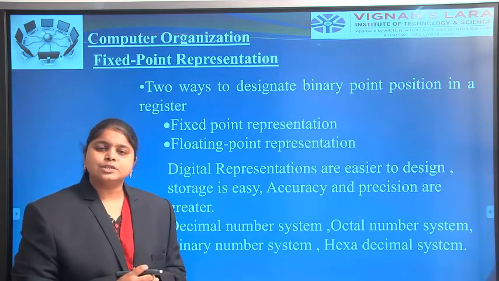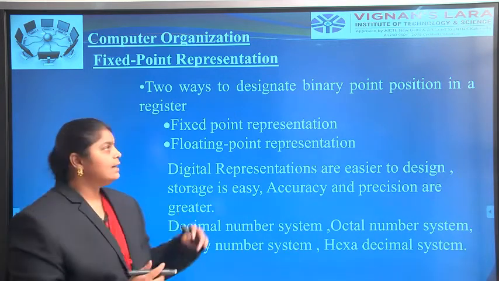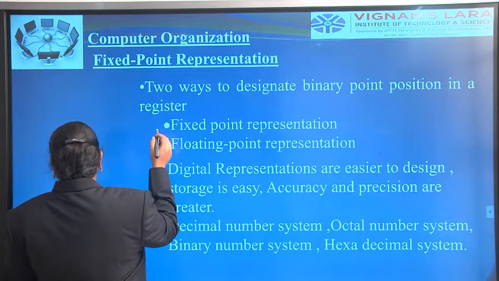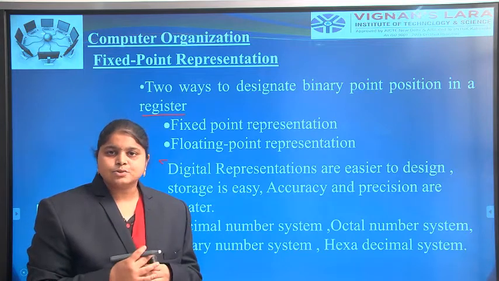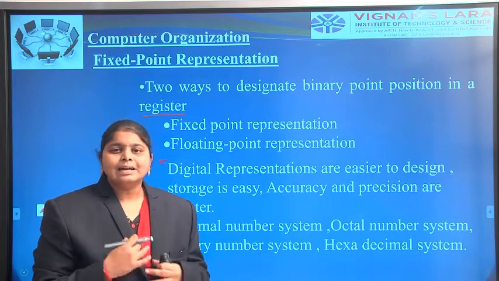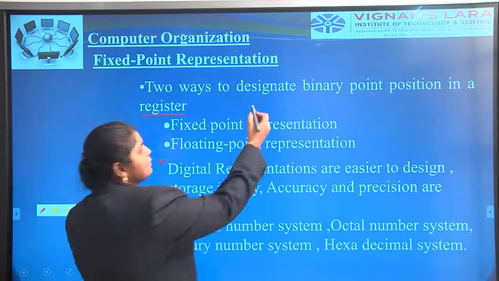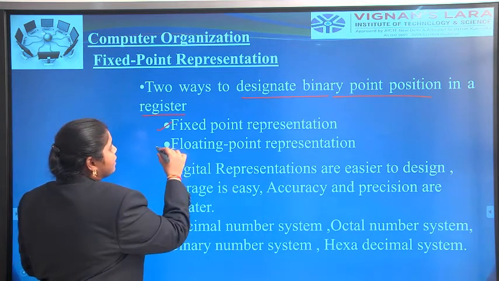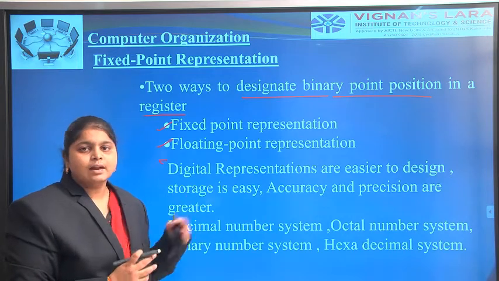Registers contain fast storage with a small amount of data. A register is a fast accessing storage device that can contain a small amount of data within a fast access time. Time taken is less. We have two ways to designate the binary point position: one is fixed point representation and another one is floating point representation.